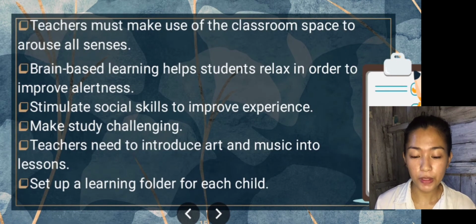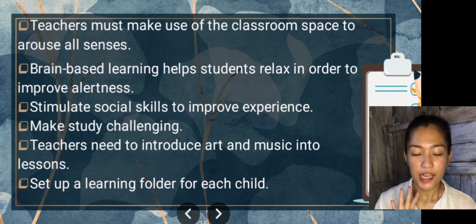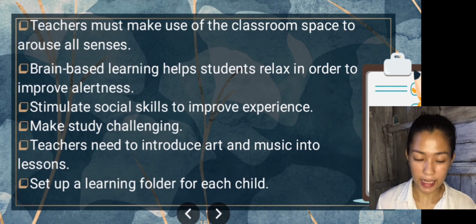Number 1, teachers must make use of the classroom space to arouse all senses. Number 2, brain-based learning helps students to relax in order to improve alertness. Number 3, stimulate social skills to improve experience. Number 4, make study challenging. Number 5, teachers need to introduce art and music into lessons. Number 6, set up a learning folder for each child.